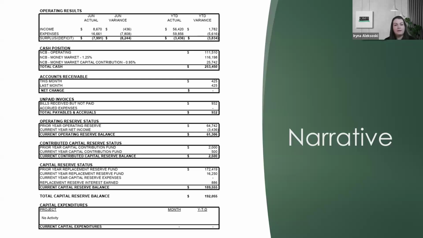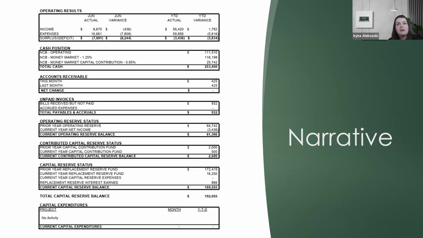So this is basically a summary of the whole package that you have. If you're ever busy, you don't have time to review 50 pages of your financial reports and details, and you just want to see where the association is currently for this month, this first page should give you the majority of the information you need.